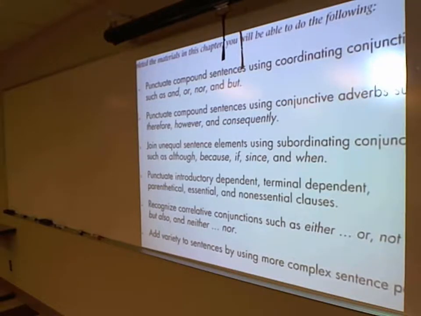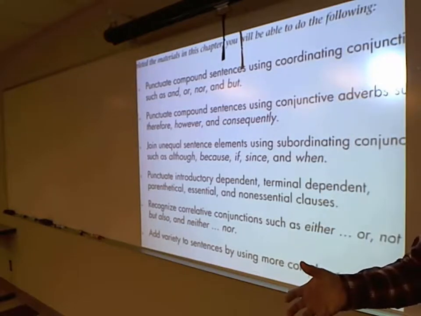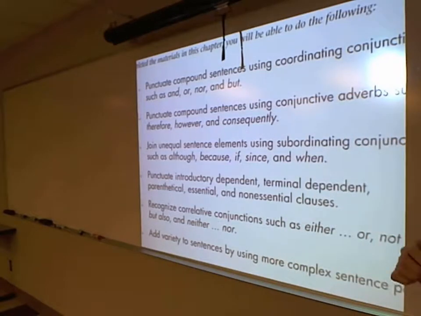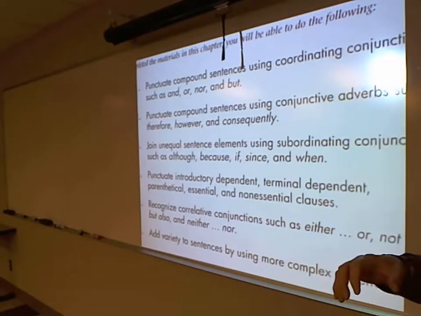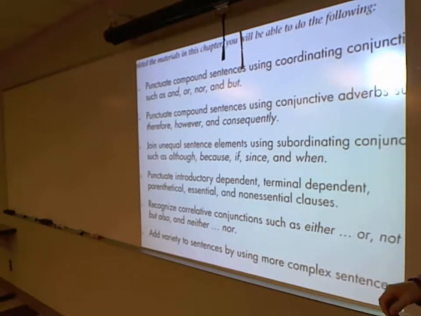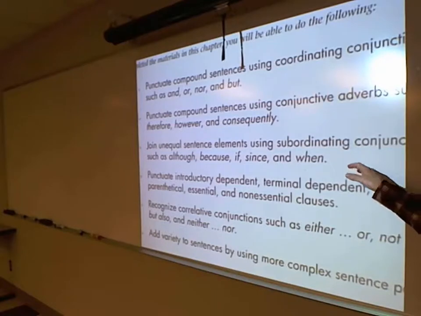We're going to join unequal sentences, one that has a dependent clause and an independent clause, and when do you place a comma to offset a dependent clause that begins with a subordinating conjunction, and what to do if the dependent clause is at the end rather than the beginning. And the subordinating conjunctions are usually although, because, if, since, and when. How to punctuate introductory dependent, terminal dependent, parenthetical, essential, and non-essential clauses.